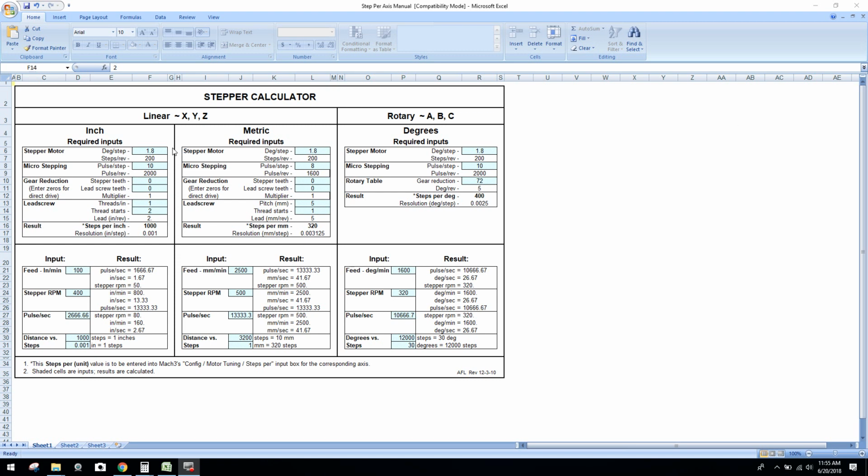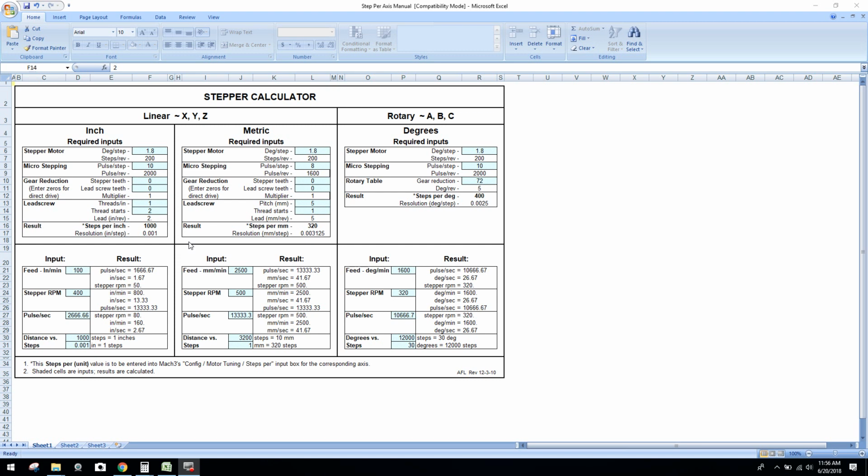All you have to do is populate the boxes that are in blue. Those are the ones that can be manipulated, and it'll give you all of your measurements that many of you require as you're engineering your transmission for your system. Now, that being said, it is technically used to give you a very rough estimate of what the steps per inch calculator would be used in Mach 3.